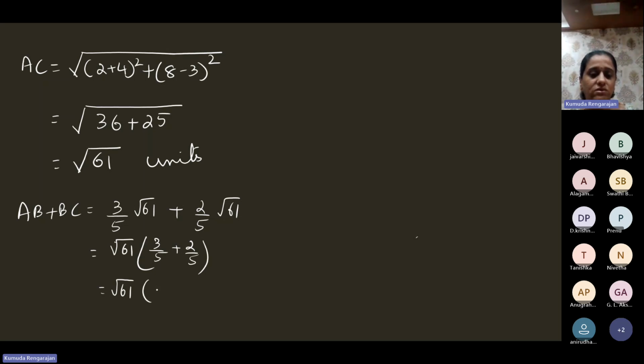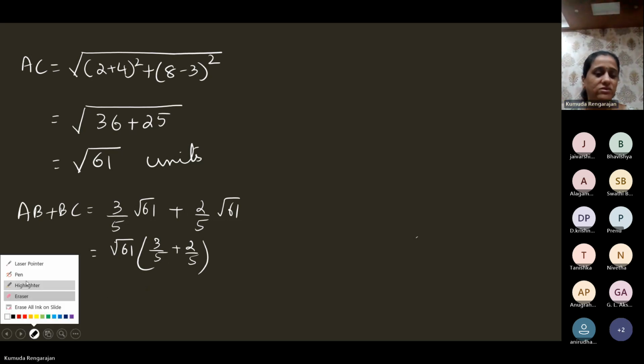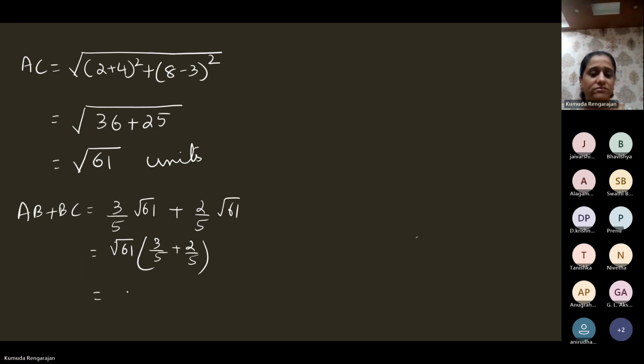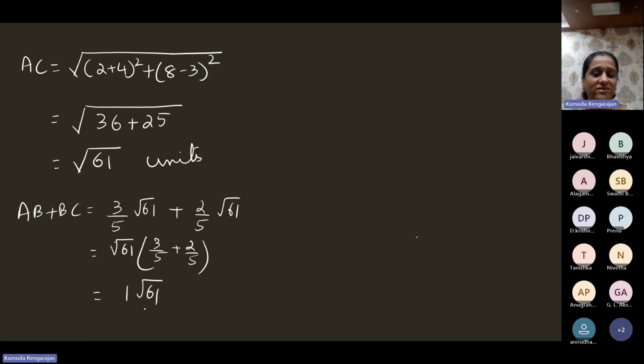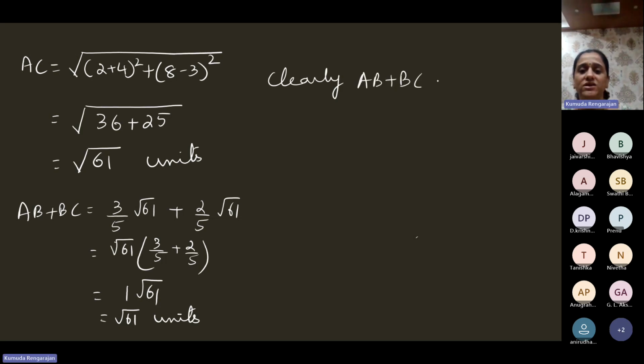No, I think that part you can understand. You don't have to write so many steps for this. So this is 1 root 61, which is root 61 units. So, clearly, AB plus BC is equal to AC.